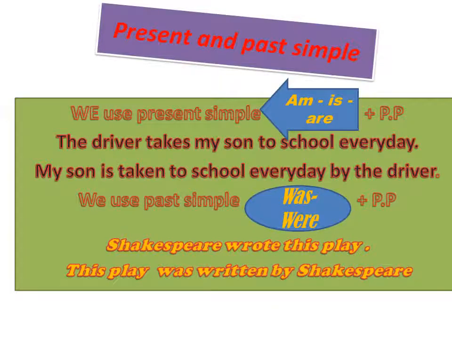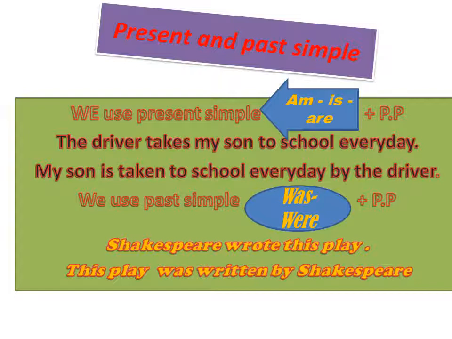Okay, we have the present and the past simple forms, the perfect form, the continuous form, then be going to, and will. We're going to start with first the present and the past simple. We use the present simple am, is, or are plus the past participle form. We are using am, is, are plus the PP. Like this example: the driver takes my son to school every day. My son is taken to school every day by the driver.